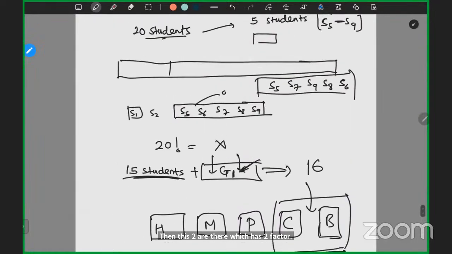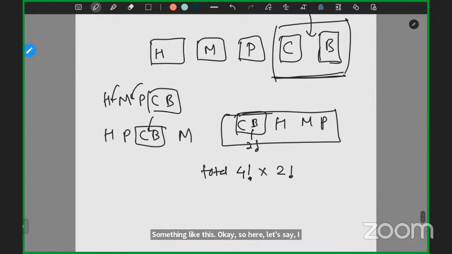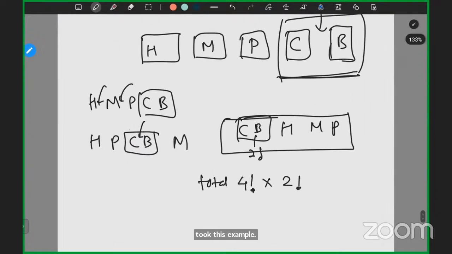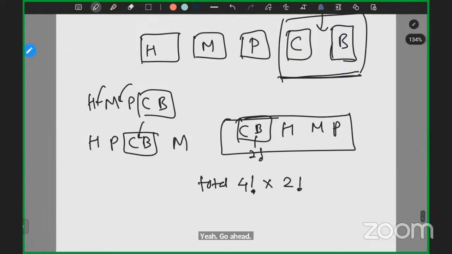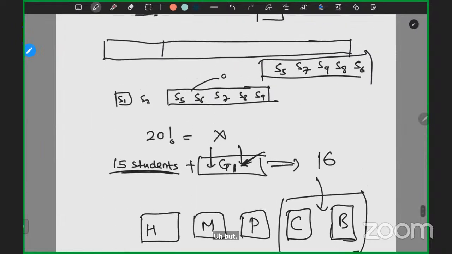Okay, so I took this example. We are considering the group that we choose as an element itself. That's why we say 4 factorial for the elements, then 2 factorial for the group itself. Yes, correct. So I'm calling them G, and that becomes an element.